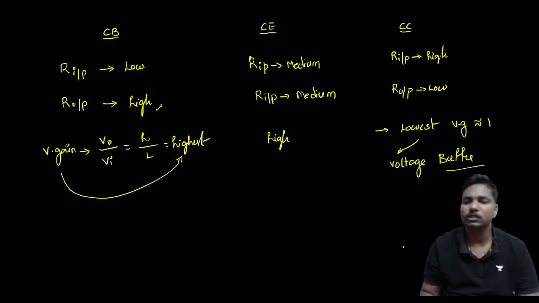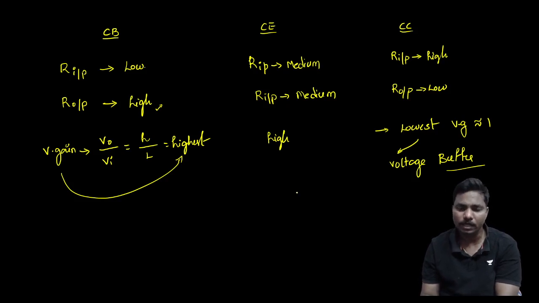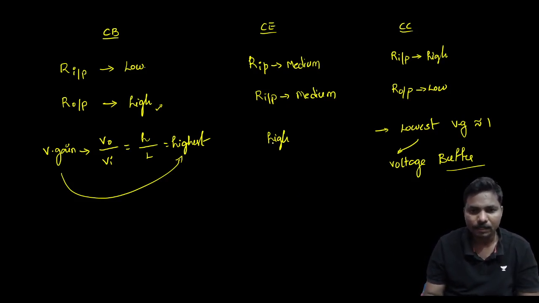Very important question. So current buffer is common base. Voltage buffer is common collector. Okay, getting it? And in common emitter, voltage gain is high and current gain is also high, both are high. So power gain is highest.